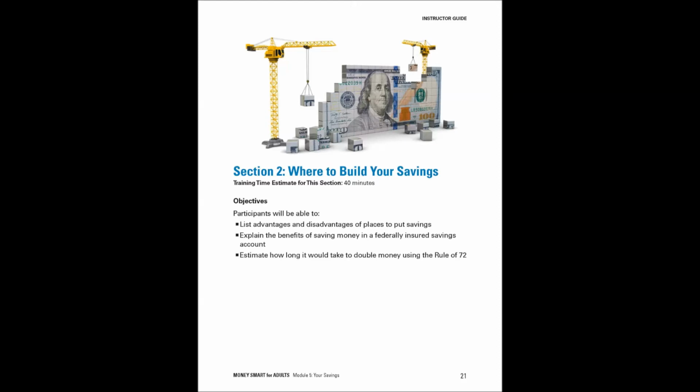The objectives here is that participants will be able to list advantages and disadvantages of places to put savings, explain the benefits of saving money in a federally insured savings account, and to estimate how long it would take to double money using the rule of 72.